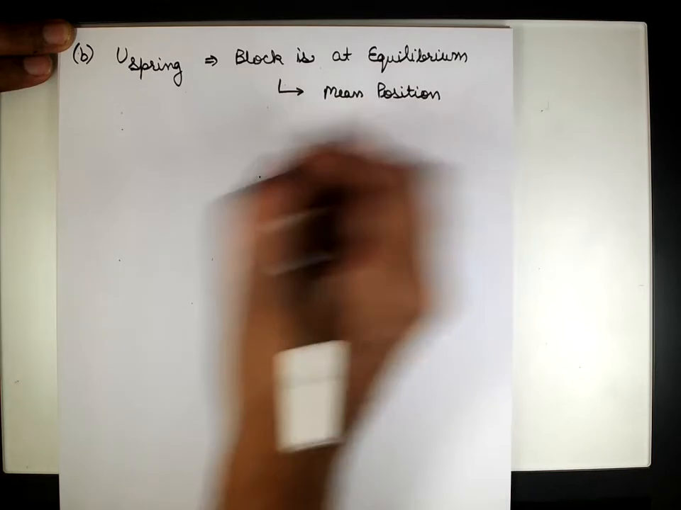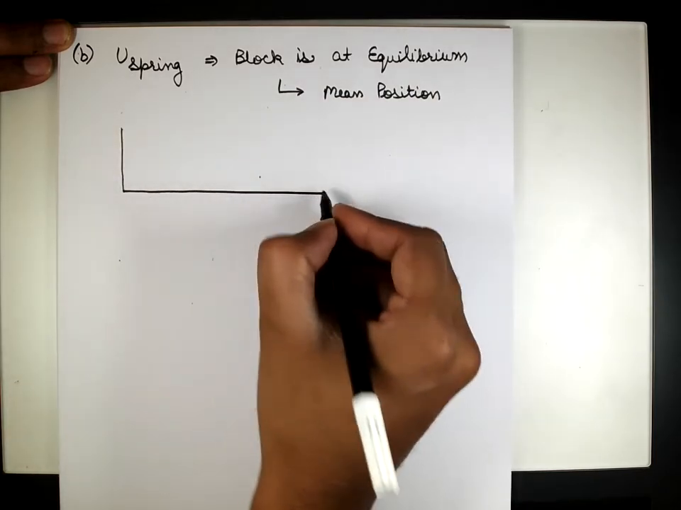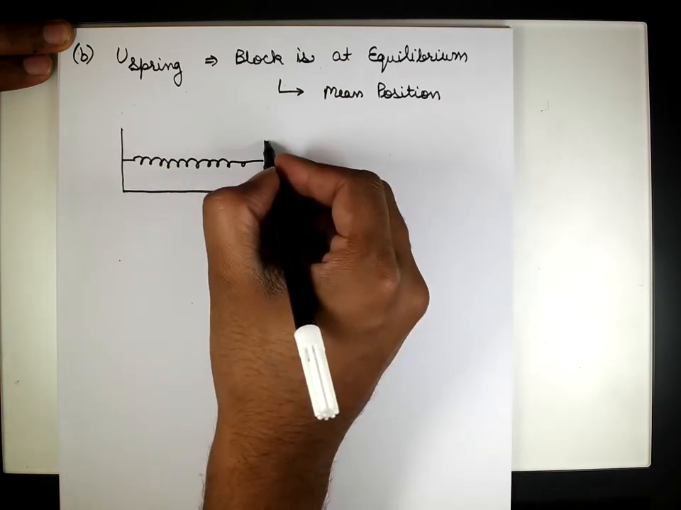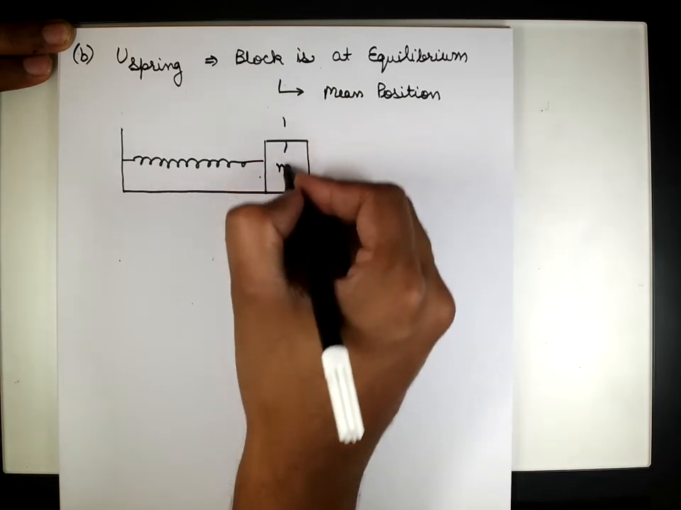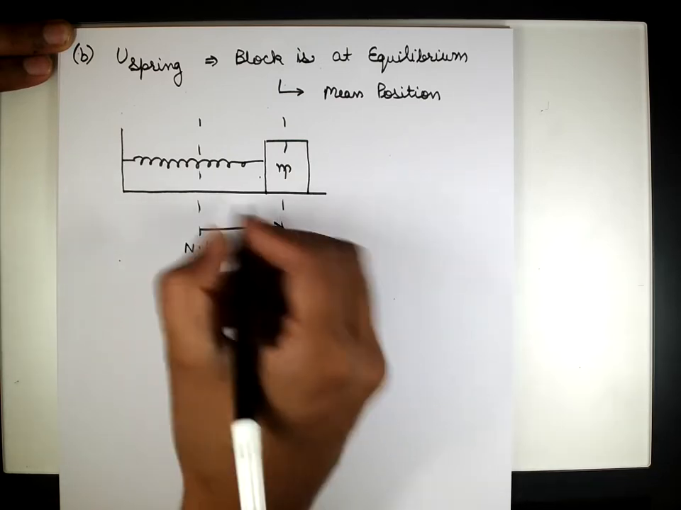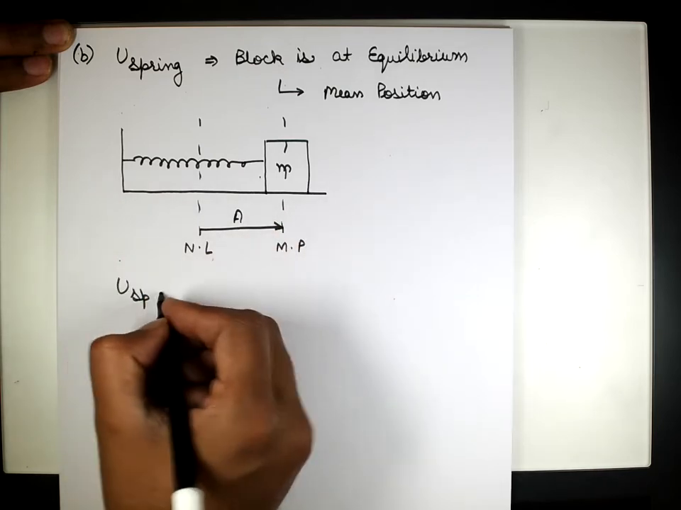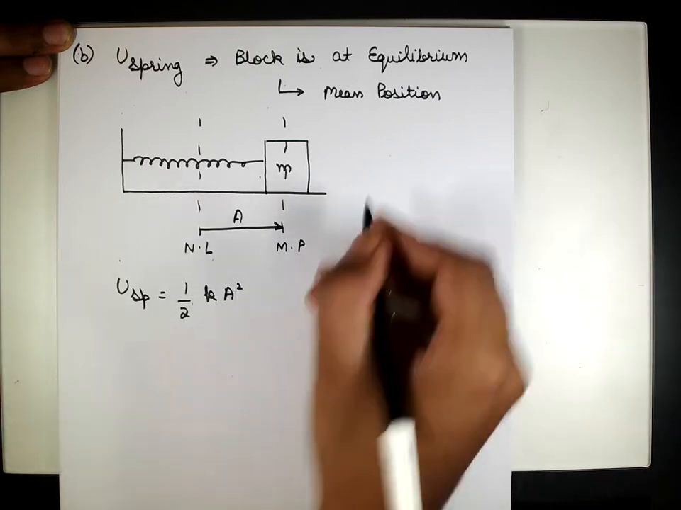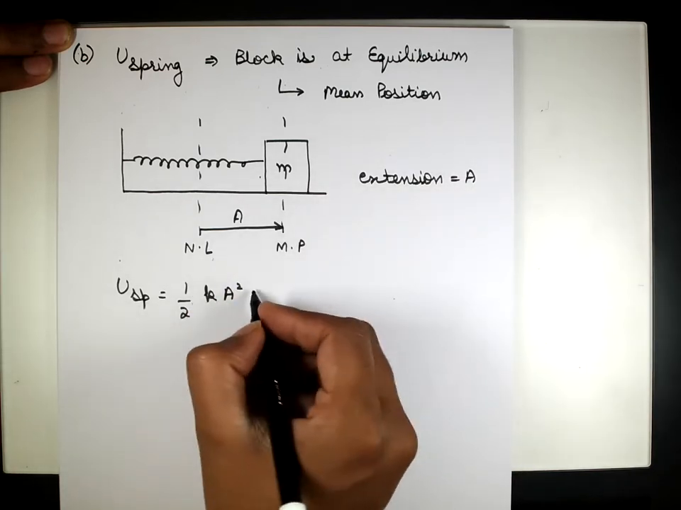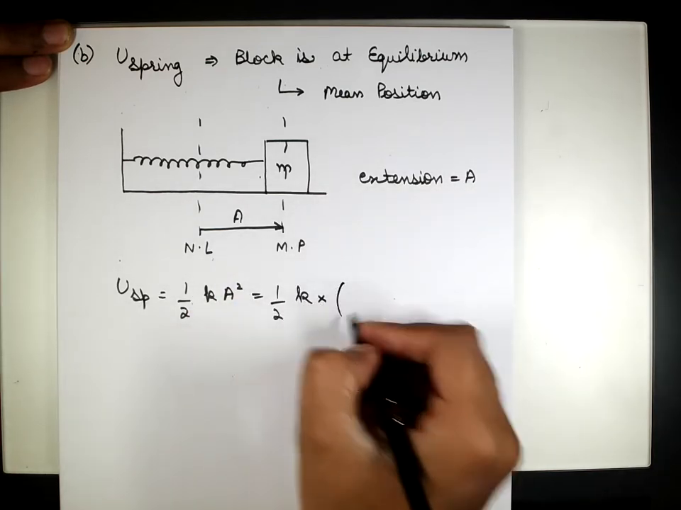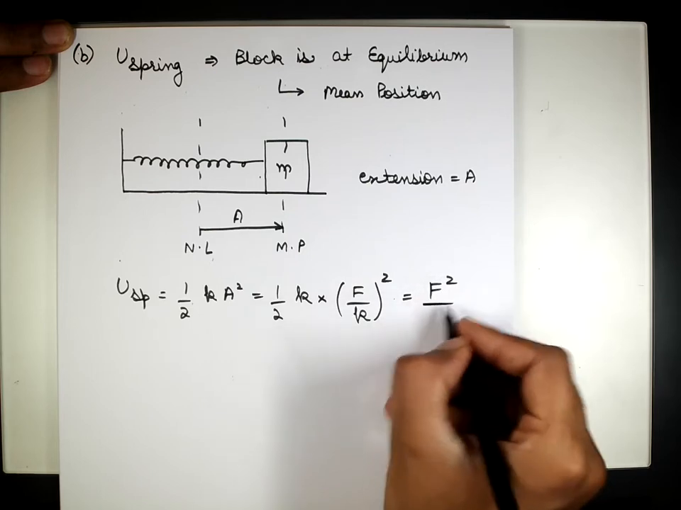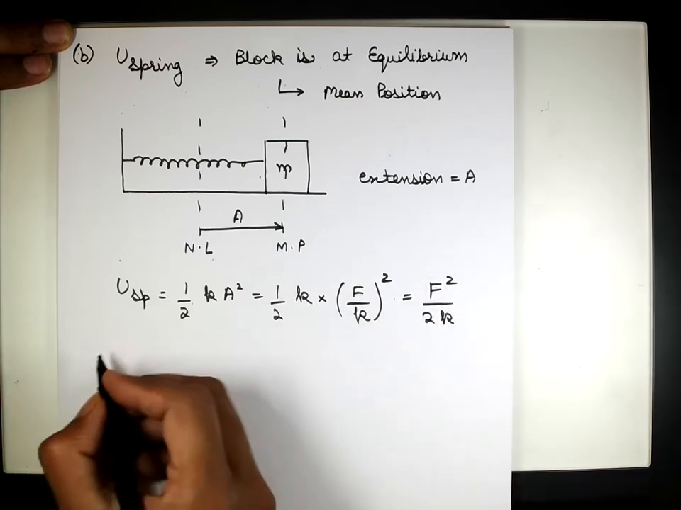Now if you consider this thing over here, the system is in equilibrium when the body is at mean position, and from natural length it is at a distance of A. So U spring can directly be stated as half of k A square, because the extension in this particular case would be equal to A. So this can be stated as half of k A square, where half k can be written as such, and A can be written as F by k as calculated in the previous part. So the result comes out to be F square by 2k. That is the answer to the second part.